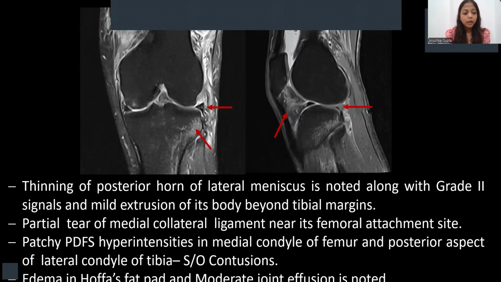Then partial tear of medial collateral ligament near its femoral attachment site was noted. Patchy PDFS hyperintense signal in medial condyle of femur and posterior aspect of lateral condyle of tibia were noted, which were suggestive of contusions. Edema was noted in Hoffa's fat pad and moderate joint effusion was also noted.